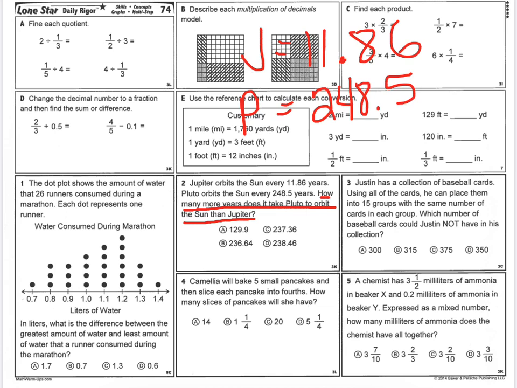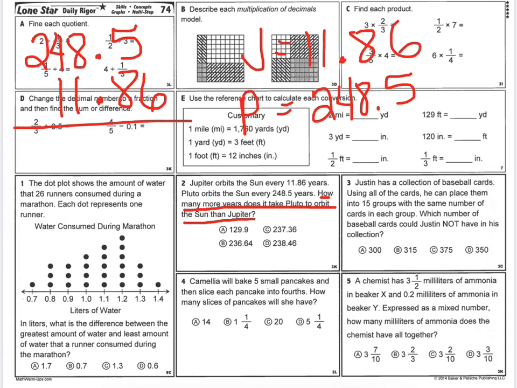How many more years? So you have to think, what are we going to do? We're looking for a difference. So you're going to subtract 248 5/10. And we just talked about it. You have to make sure you line up your decimal. 11 86. Okay, I'm going to stop there because I want you to remember, what do you need to do? What do you need to fill in the holes with? Okay? You're going to fill in the holes and then subtract.